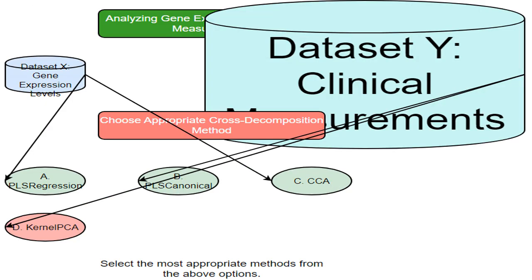It contains clinical information about the same samples used in the gene expression dataset. This could be anything like patient age, disease status, or treatment response. We're trying to see how these measurements relate to gene activity. It's like detective work, using one set of clues, genes, to solve a mystery, clinical outcomes.